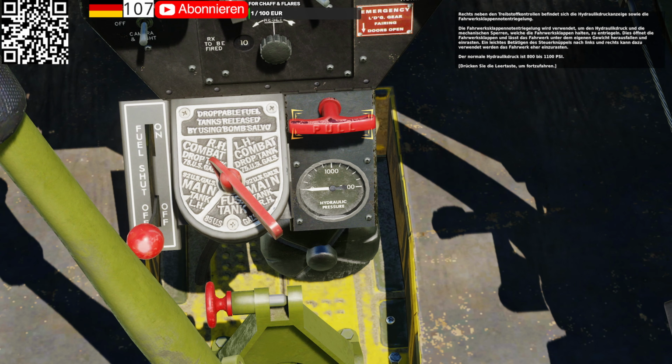Slight rolling of the aircraft from side to side can be used to ensure the gear locks in place prior to landing. Normal pressure for the hydraulic system is 800 to 1,100 psi.